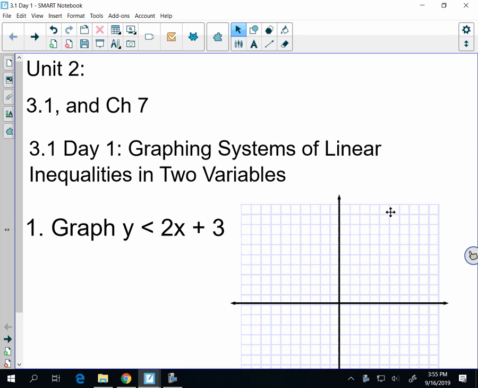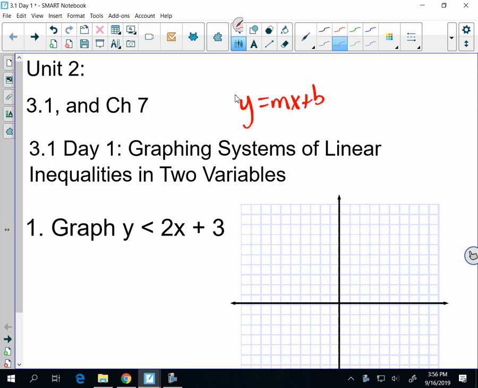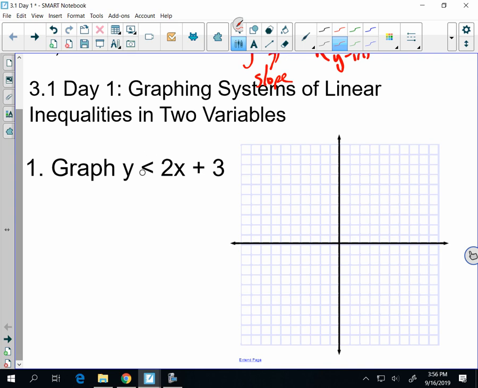And so starting out, just to remind us how to graph a linear inequality, again, slope-intercept form, y equals mx plus b. We start with the y-intercept, and then we use the slope. The difference between an equation and inequality is that it's not just the line itself, it's the shading, right? So y less than 2x plus 3, that's a y-intercept of 3, and a slope of up 2 over 1, or down 2, back 1.